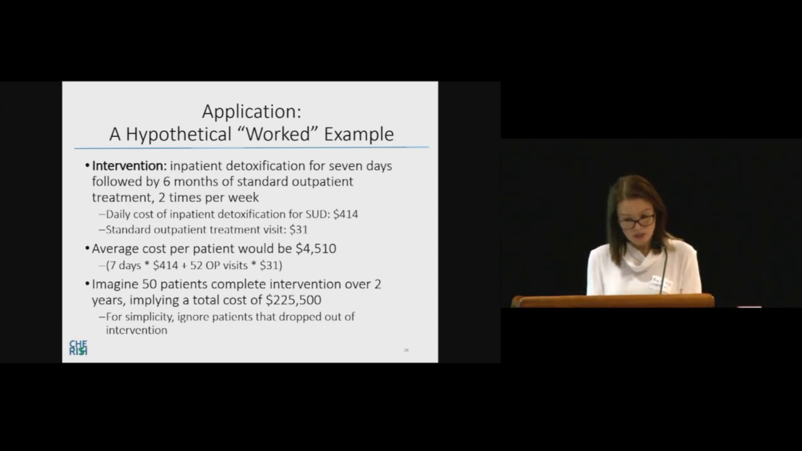And we know the daily cost of inpatient detoxification. So if they stay, it's $414 per day. So they stay 7 days plus 6 months of standard outpatient treatment, and they go to that 2 times per week. And we just, for simplicity, assume no one is dropping out and everybody's completing the full protocol. And so the average cost per patient in this case would be $4,510. That's the investment in treatment. And so then what are the benefits? Let's go on to the next slide.